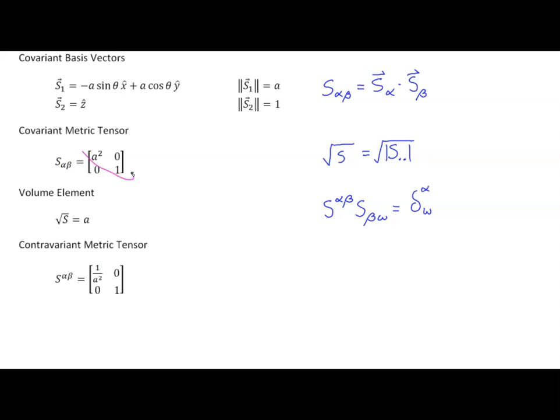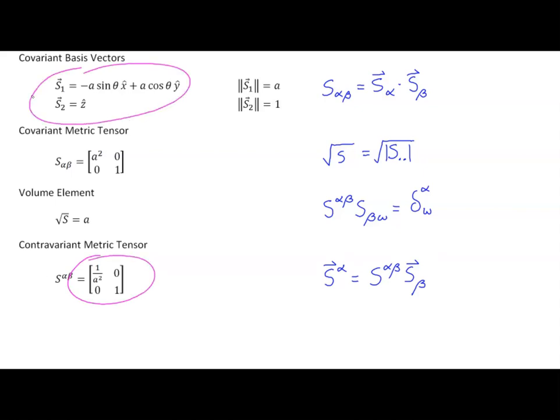We simply invert each of the diagonal elements like this, 1 over a squared and 1, and we've got the inverse of our covariant metric tensor, and that gives us the contravariant metric tensor. Okay, and now we can use this in conjunction with our covariant basis vectors to find the contravariant basis vectors. It's simply the contraction of this contravariant metric tensor with these basis vectors.